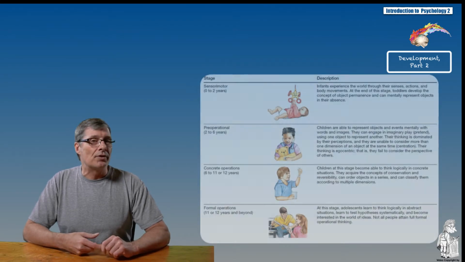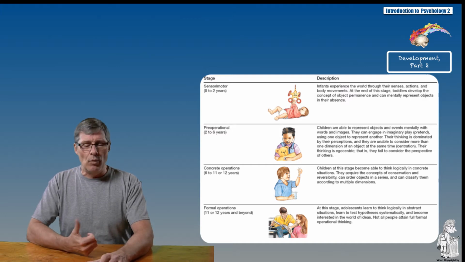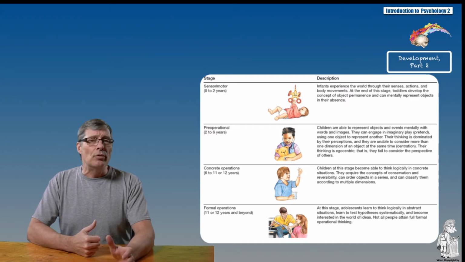The first is what's known as the sensorimotor stage. The second is the pre-operational stage. Three is concrete operations, and then 4 is the formal operations stage. We'll start with the sensorimotor stage, and this is generally, if you will, to range it, birth to 2 years old.